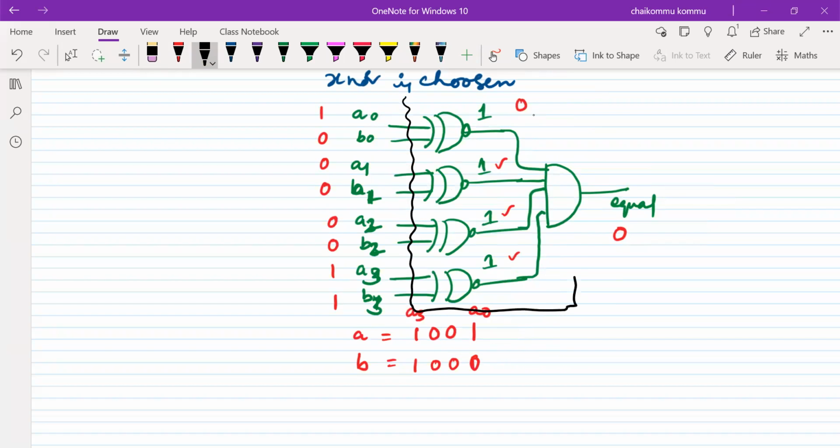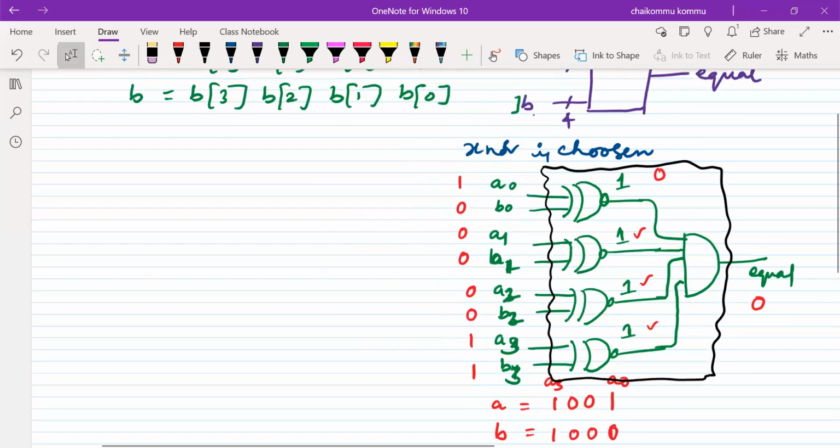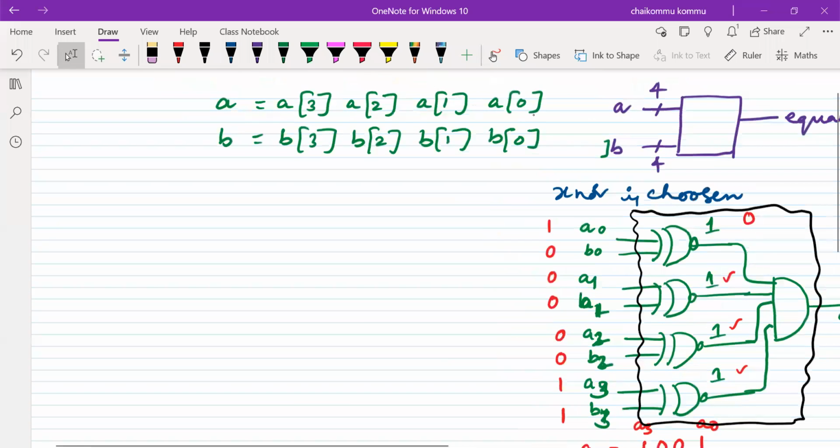So okay, this is the logical diagram that we have to mention. Quickly, let us write a Verilog program. Of course, everyone knows about this.